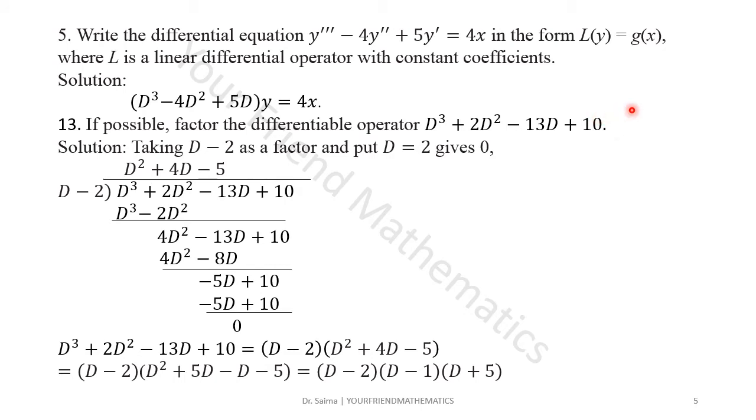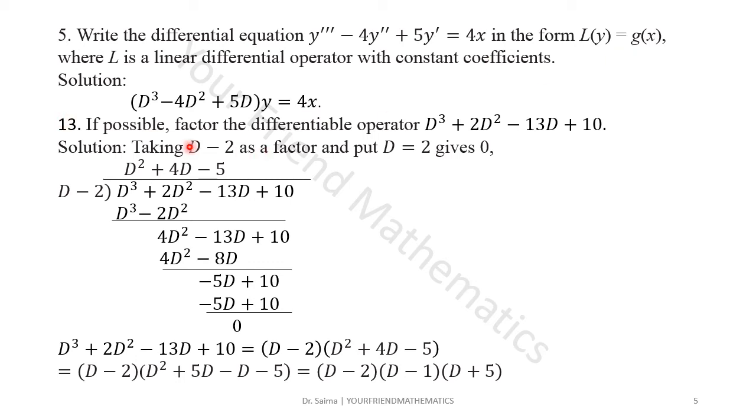Here is a question of exercise 4.5, question number 5. Write the differential equation in the form Ly = g(x), where L is a linear differential operator with constant coefficients. So for y triple prime we write D cubed y, minus 4 for y double prime D squared y, plus 5 for y prime we write 5Dy, and taking y common we get this linear operator L, equal to 4x. So we write it in the form Ly = g(x).